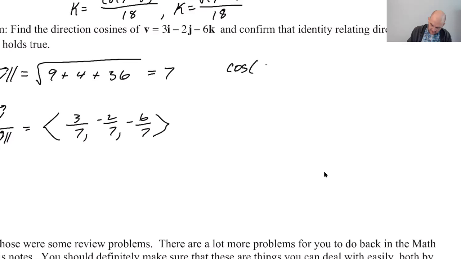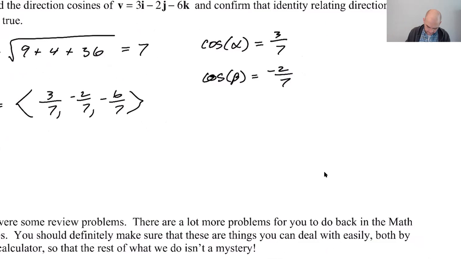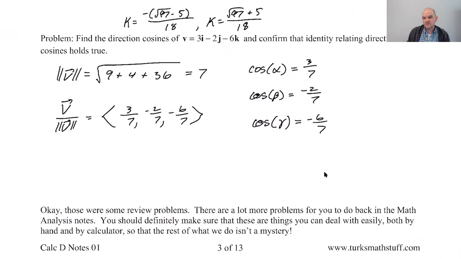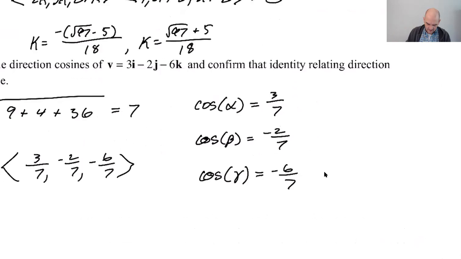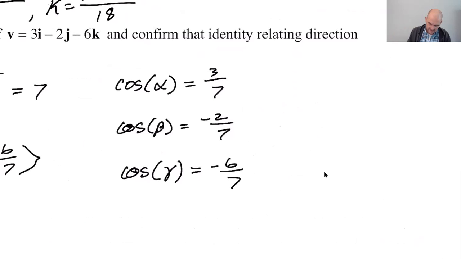So it's cosine of alpha. So alpha is the angle between the vector and the positive x-axis. And the cosine of that is 3/7. Beta, so cosine of beta is -2/7. Beta is the angle between the vector and the positive y-axis. And then the cosine of gamma. Gamma is the easiest one to actually see, I think, when you have a picture. Gamma is the angle between the vector and the z-axis.